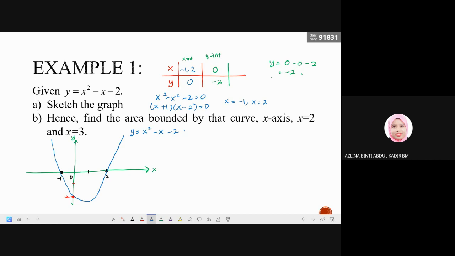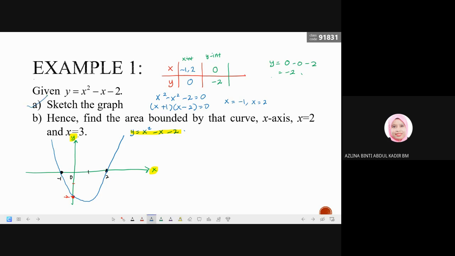Bila awak sketch graph, ini untuk jawab soalan final exam, jangan lupa label. Satu, label x axis, y axis. Lepas tu graph lah, wajib. Barulah dapat 2-3 markah kat situ, untuk sketching graph sahaja, belum jawab soalan lagi. Jangan lupa lah. Then tu part A dah siap.